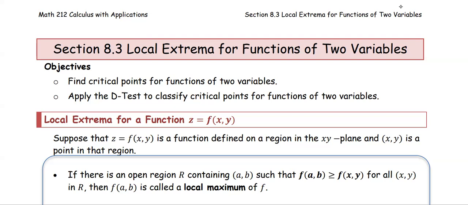Section 8.3, Local Extrema for functions of two variables. In this section, we are going to find the critical points for functions of two variables, and then apply the D-test to classify the critical points for the function of two variables.